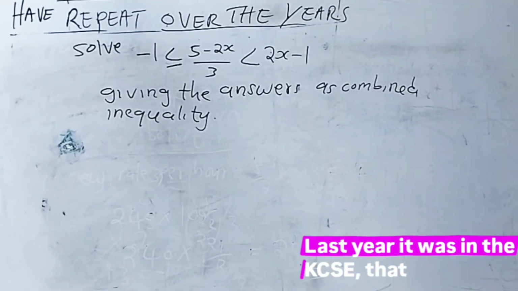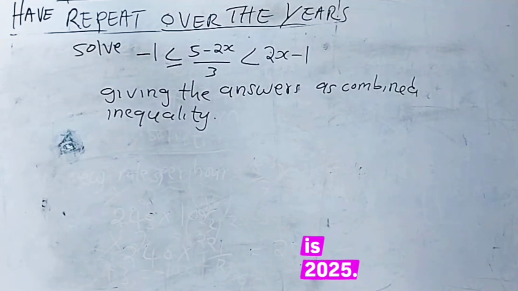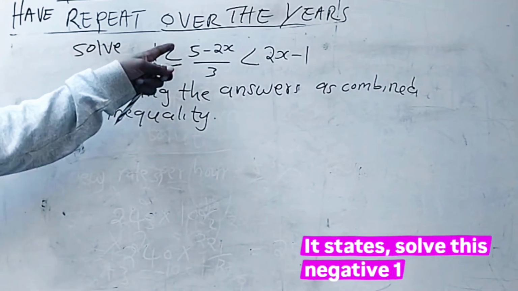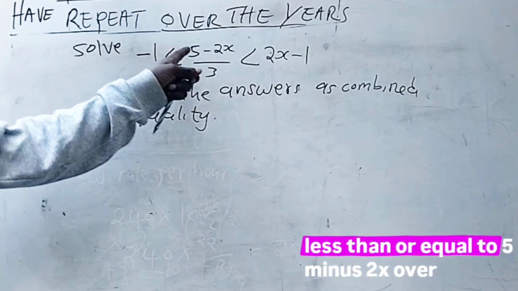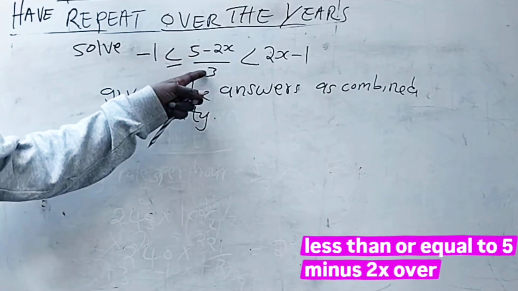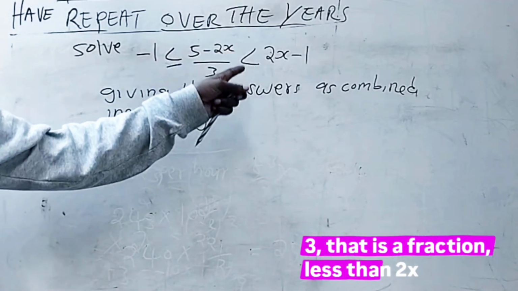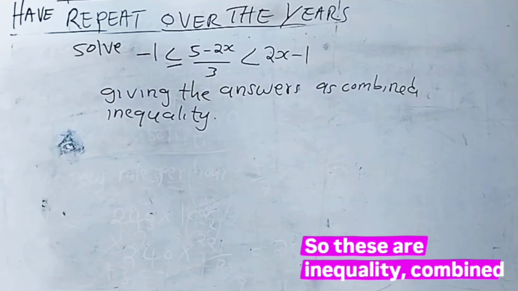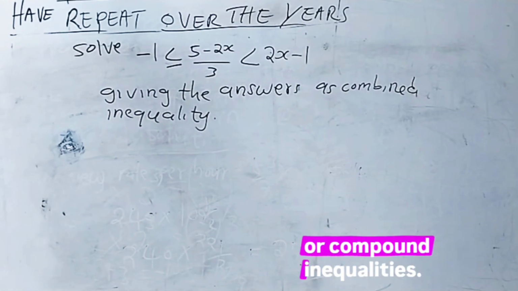This is another question that appears in KCSE, Kenya National Examination Council. Last year it was in KCSE, that is 2025. It states, solve this: -1 ≤ (5 - 2x)/3 < 2x - 1. So these are combined inequalities, or compound inequalities.